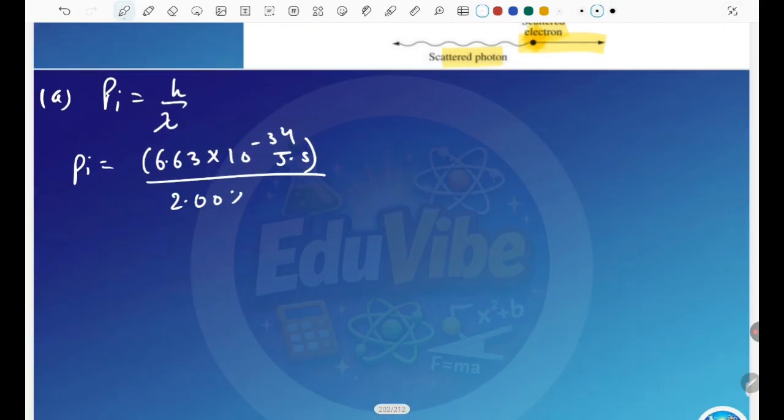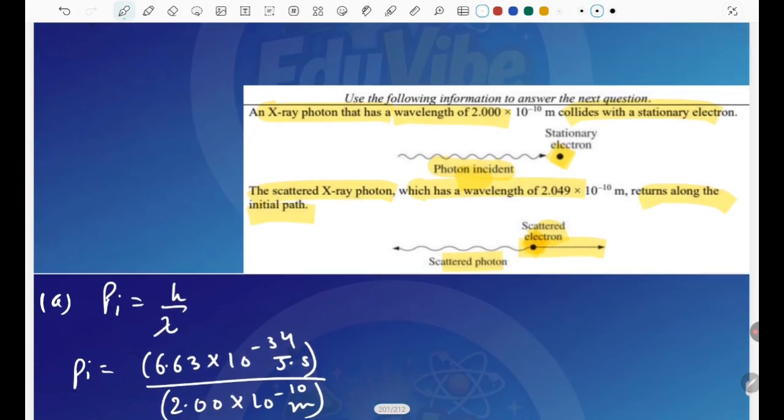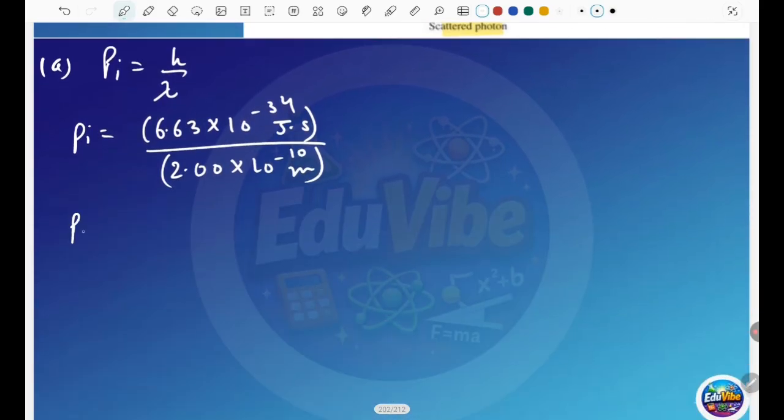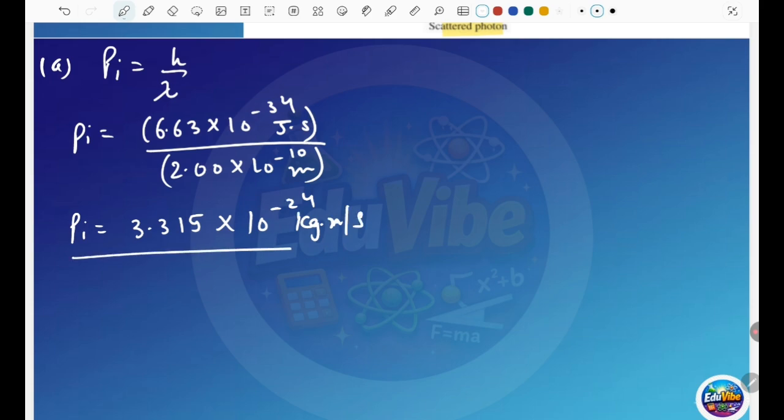And we have 2.0 into 10 raised to minus 10 for the incident wavelength. So when you solve this, you get about 3.315 into 10 raised to minus 24 kg meter per second. So you get this, and this is your Pi.